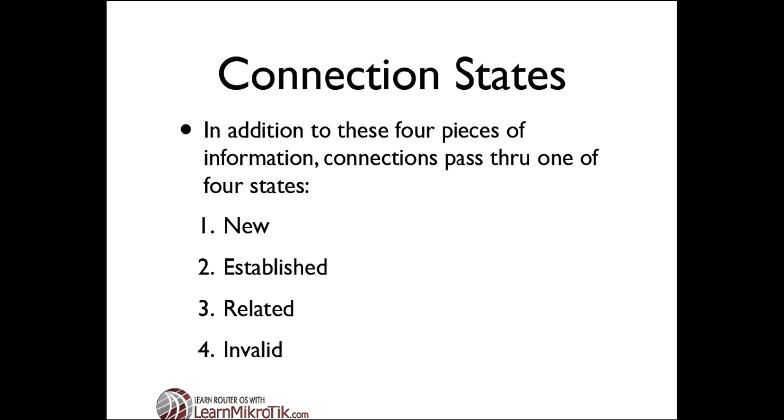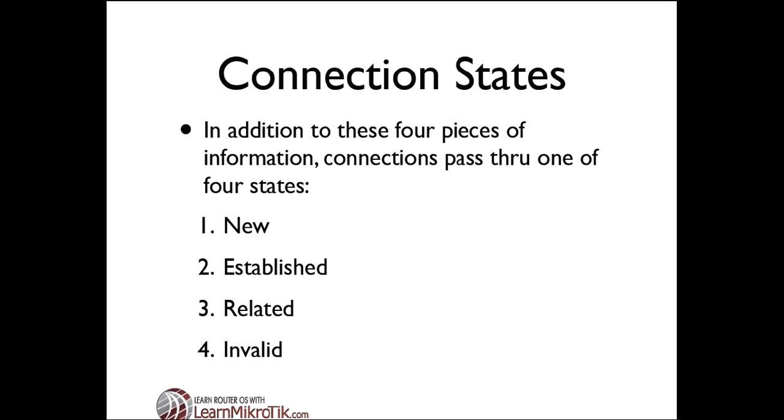In addition to those 4 pieces of information, that is source IP, source port, destination IP, and destination port, there's some additional information that the firewall can track, and that is the state of a connection. So every time a connection passes through our firewall, it's going to be in one of 4 states. Those states are new, that is, it's a connection that has never been seen before. The second is established, meaning that it's already been a new connection. Now all the packets that follow in that connection are considered established.